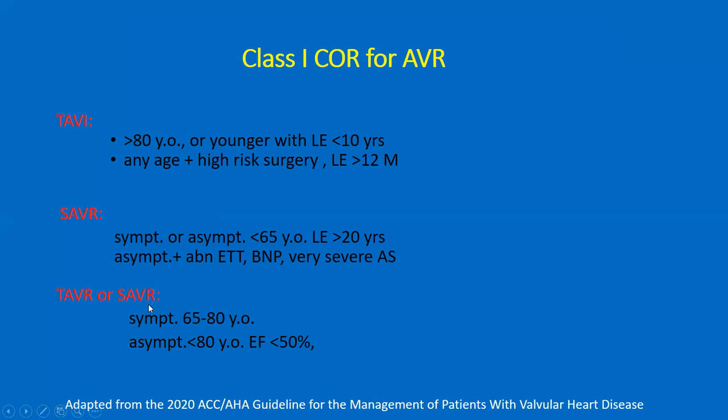And TAVI or SAVR, or surgical aortic valve replacement, is recommended and depends on the heart team decision in symptomatic patients between 65 and 80 years old, or in asymptomatic patients less than 80 years old with ejection fraction less than 50%. So TAVI or surgical aortic valve replacement, symptomatic patients between 65 and 80, or asymptomatic less than 80, but with lower ejection fraction.